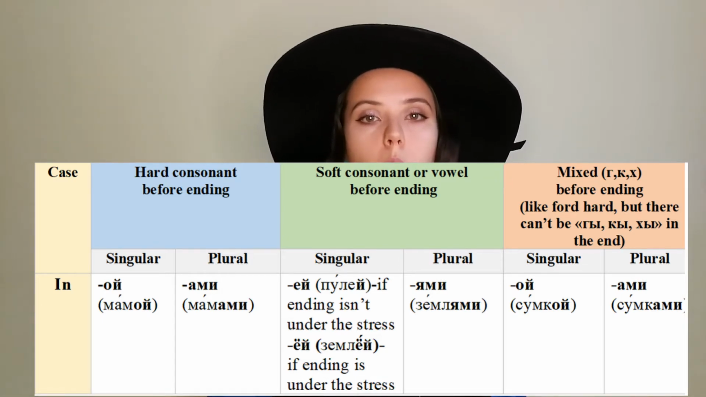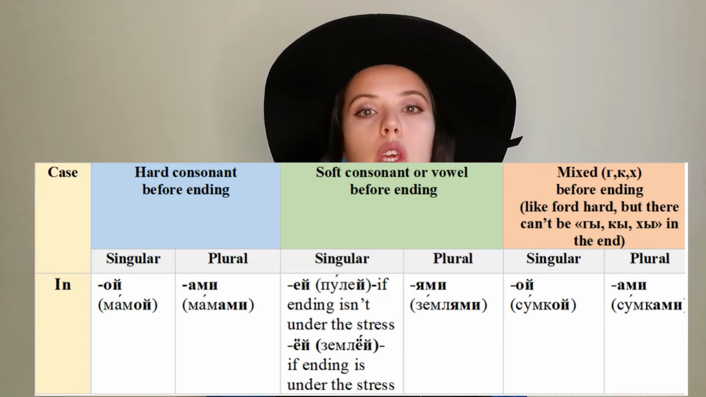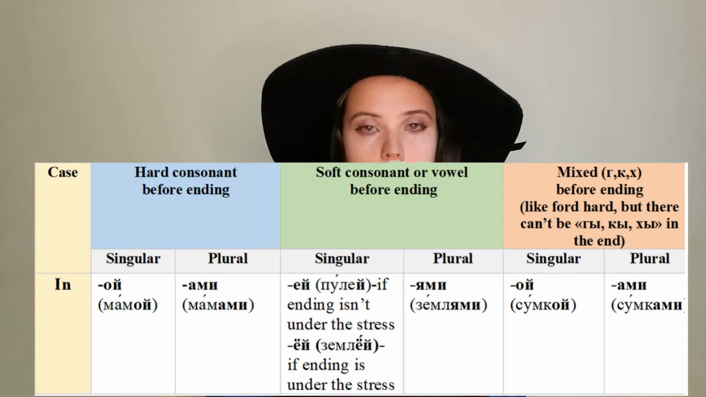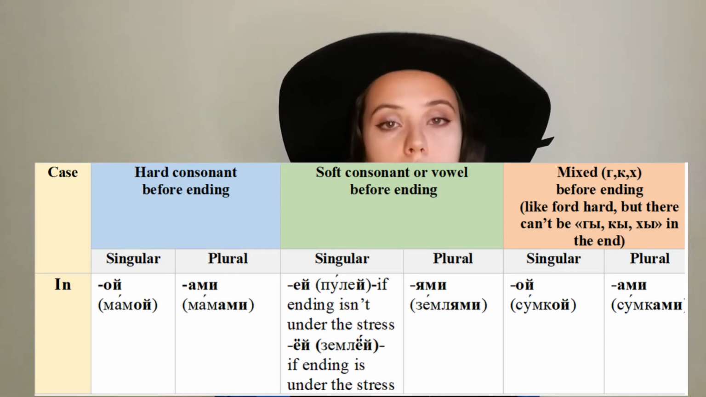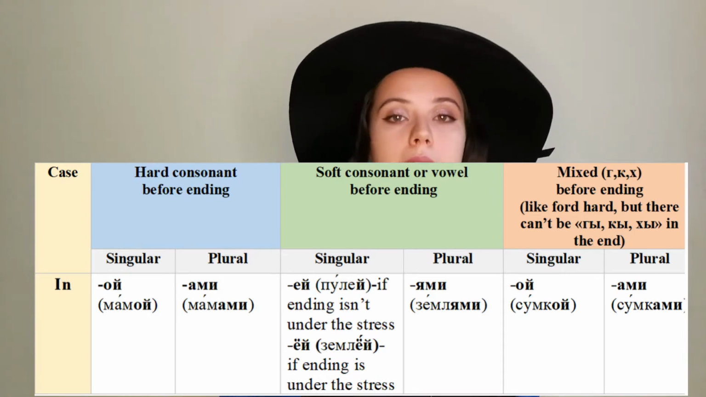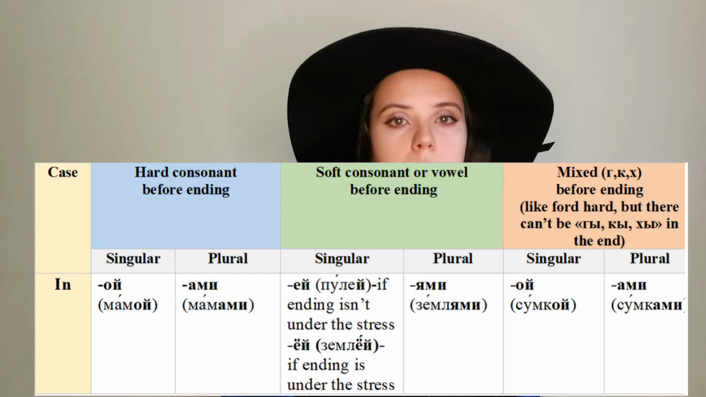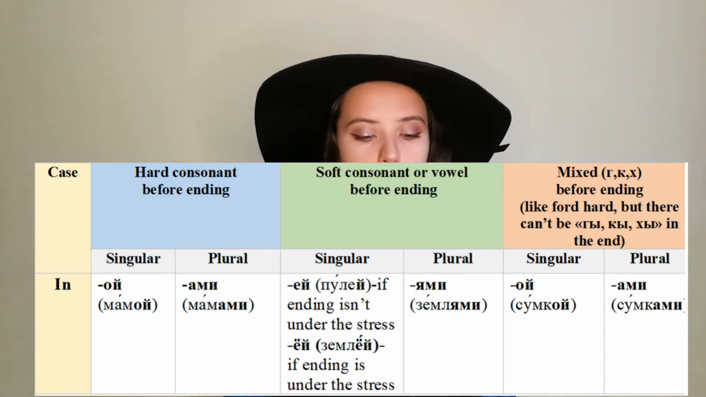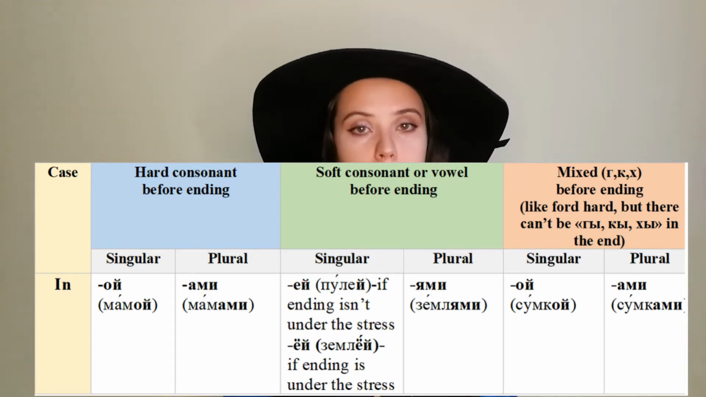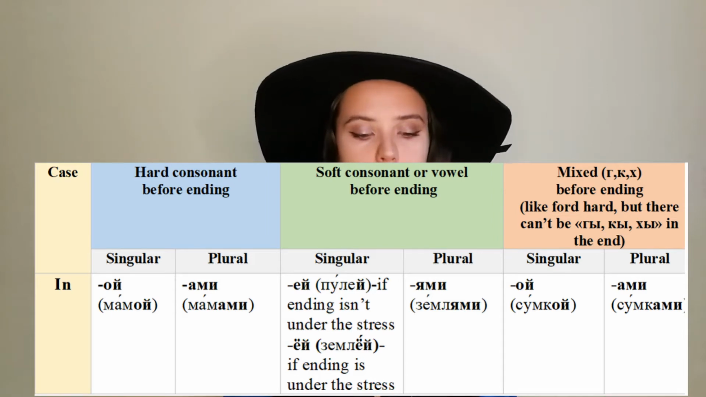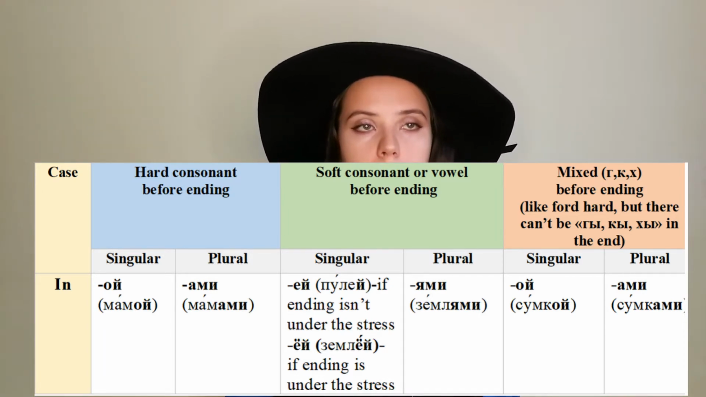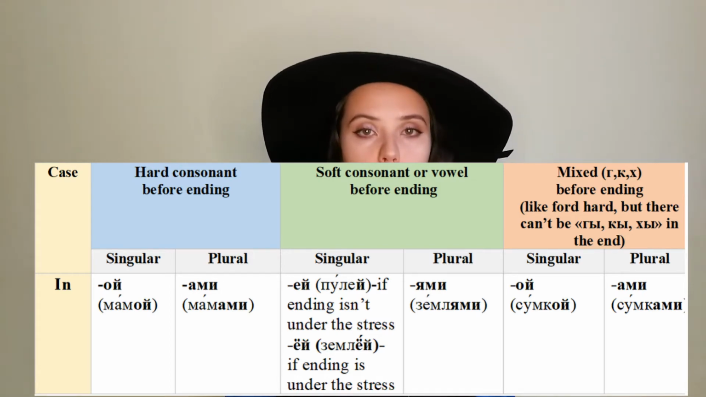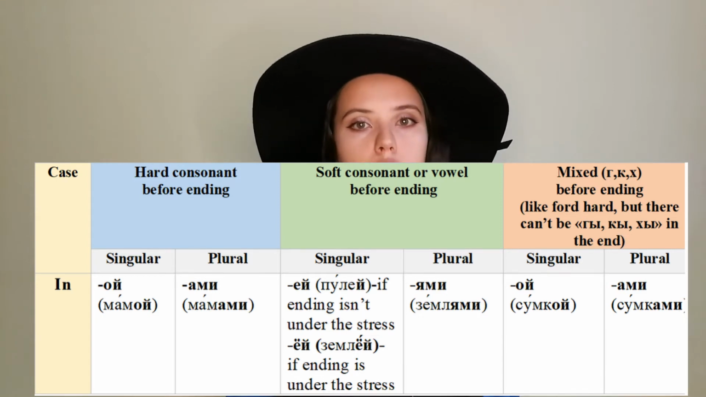So, dear friends, if the ending is always stressed, it will be ёй, because ё is always under the stress. But if the ending won't be stressed, it will be the ending ей, because е and ё are also sisters, like и and ы, and sometimes they help each other. So yeah, we have such examples: землёй, ending ёй, and it's stressed. And for example, the word пулей, пуля, the ending is not stressed. And we say пулей, and the ending will be ей. So yeah, dear friends, pay attention to this.